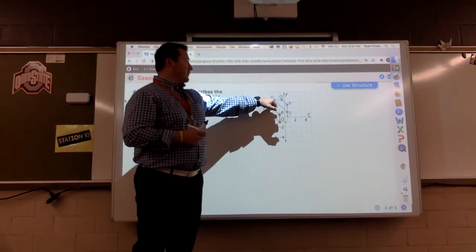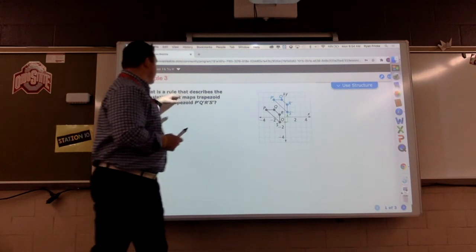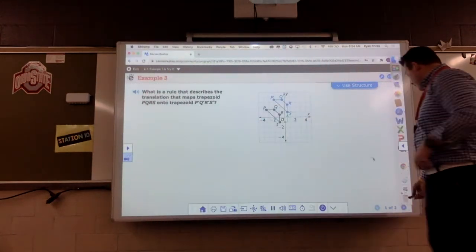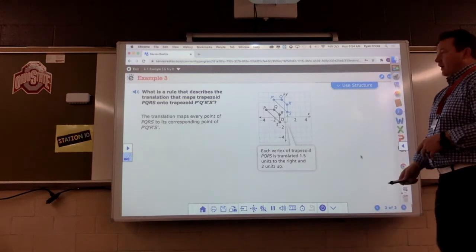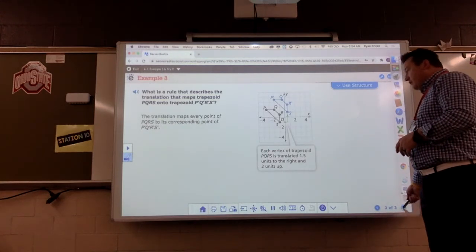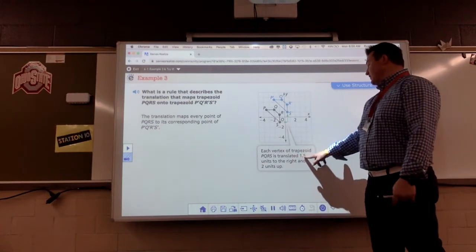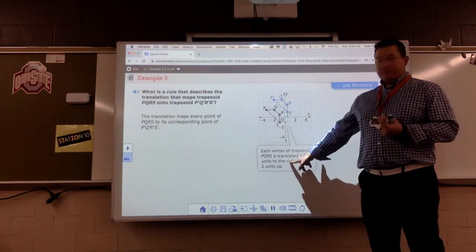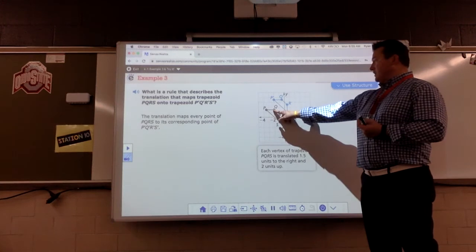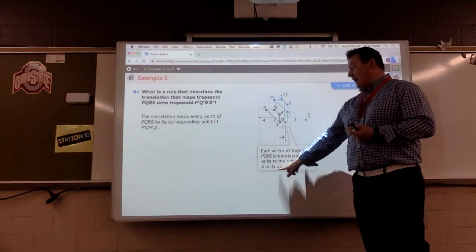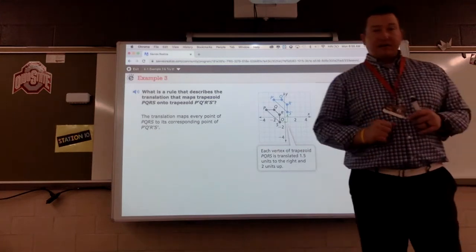Here is P, here is P prime. So if they're going to describe a rule, we want to describe it 2 different ways, right? And they're going to do the first one for us here. So each vertex of the trapezoid is translated 1.5 units to the right, because it went some amount this way, and then it went some amount up, and they figured out it goes 1.5 to the right and 2 units up. Literally, it's just counting.